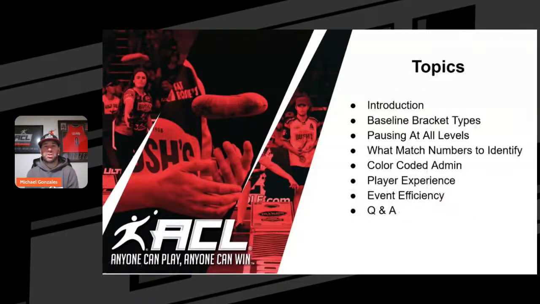All right. Topics for today. We're going to go through a quick introduction. We will talk about the baseline bracket types that you would run into when running ACL points events. There's really 4 different bracket types you could be running. We will look at some examples of those brackets. We'll come back and talk about pausing matches and pausing specific match numbers and what that looks like. Okay. We'll talk about how we've color coded some of the matches inside the admin portal. This one is not as familiar to most people, but it's something that's always been there.